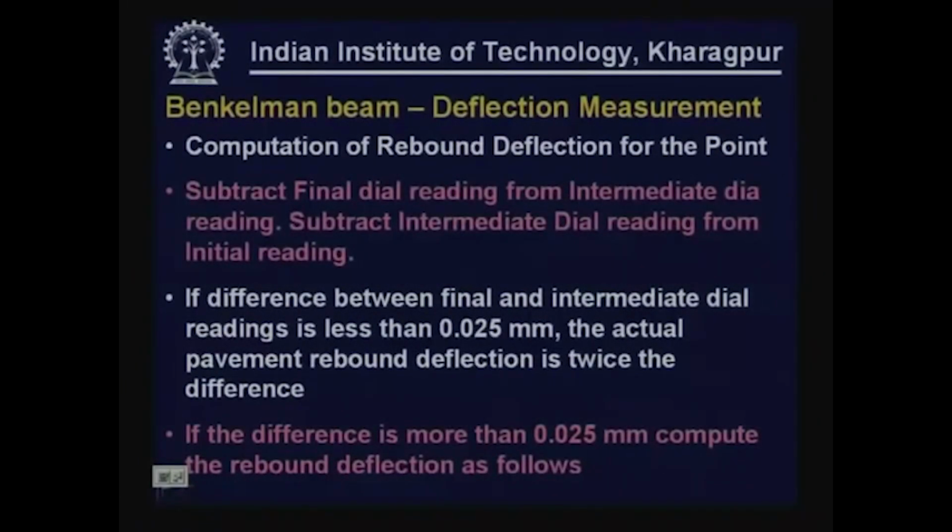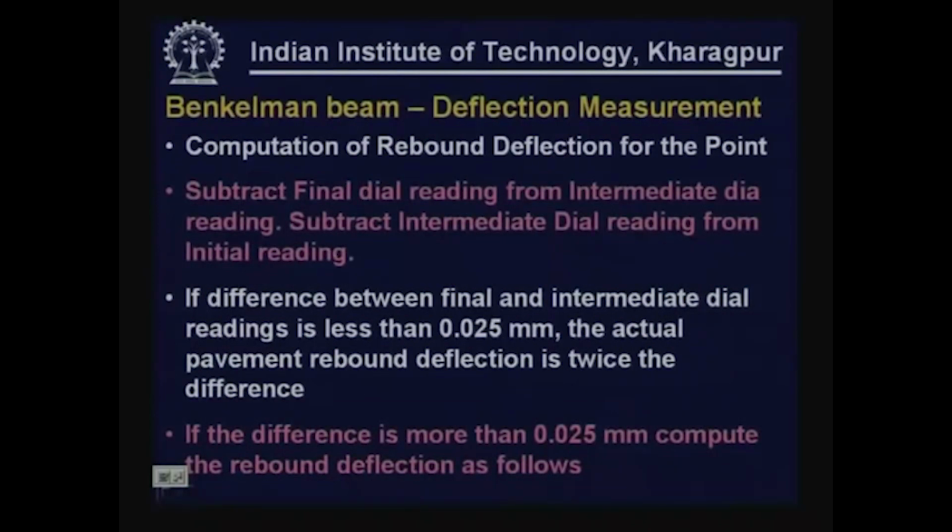But it is quite possible that when the load is at 2.7 meters, the pavement has not fully recovered, it is still influenced by the load placed at 2.7 meters distance. When the load is moved a further 9 meters, that is a significantly large distance, so that position should not have any influence on this point. That is the position when we consider the pavement has fully rebounded. If the difference between the intermediate reading and the final reading is more than 0.025 millimeters, we have to make some correction to the deflection that we get.